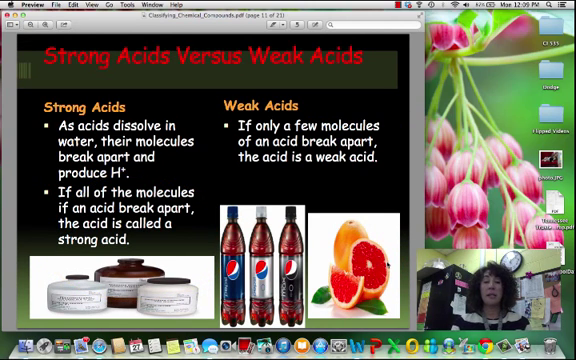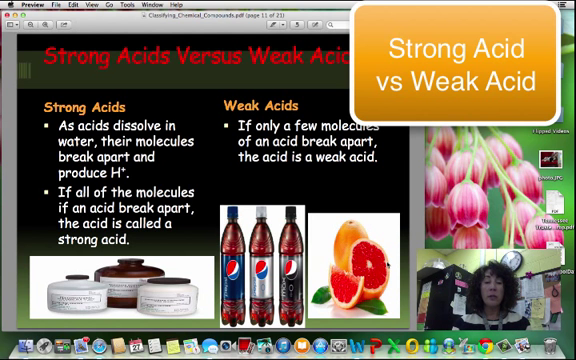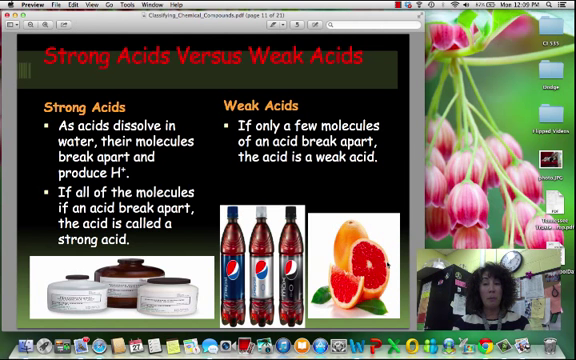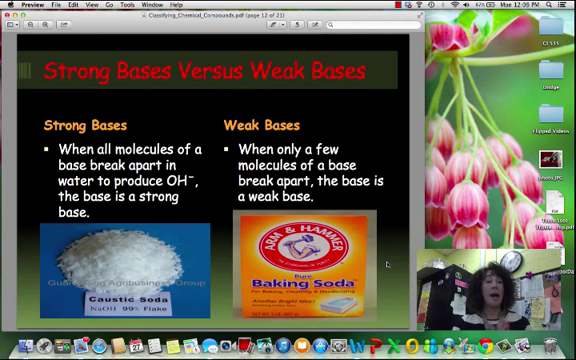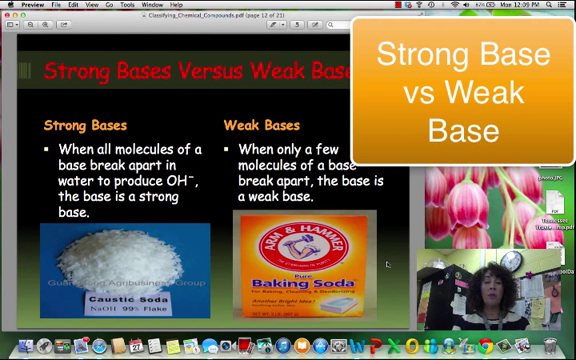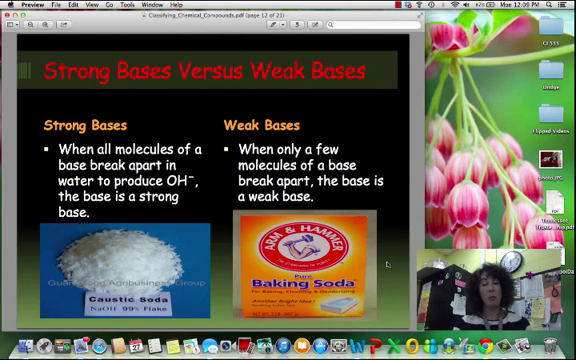So strong acids. As the acid dissolves, the molecules break apart and produce hydrogen. If all the molecules of an acid break apart, then it's considered a strong acid. Where if only a small amount of the particles break apart, then it would be considered a weak acid. And here we go with bases. When all the molecules of a base break apart in water, they produce hydroxide, and it creates a strong base. If only a few molecules break apart, then it's a weak base.